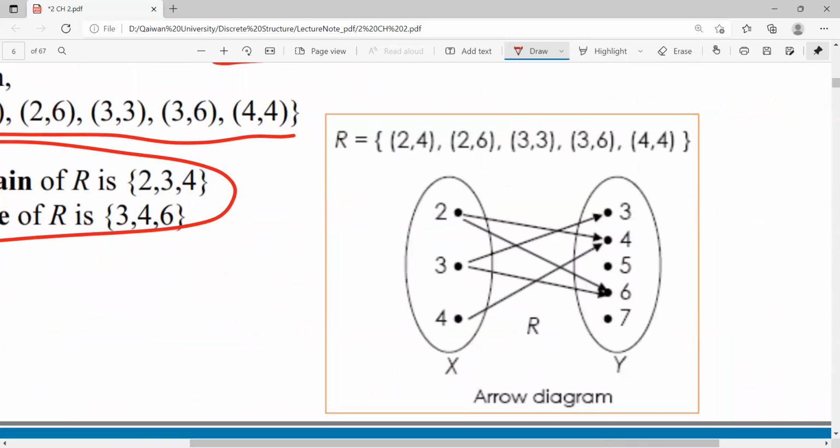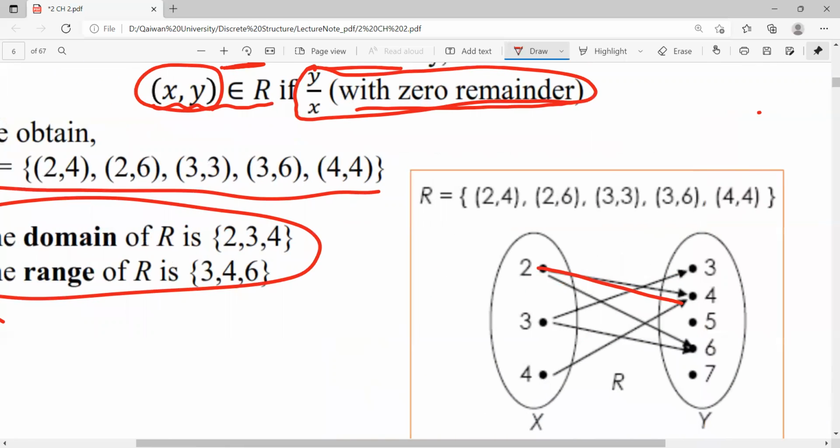This is representing this relation by using an arrow diagram. Look here, we have 2 and 4. That means we have an arrow from 2 to 4, and an arrow from 2 to 6. We have an arrow from 3 to 3. As you see, 2 to 4, 2 to 6, 3 to 3, 3 to 6, and then 4 to 4. We have only these arrows. This is set X and this is set Y, because here we have from X to Y. So we must first write down X and then Y.